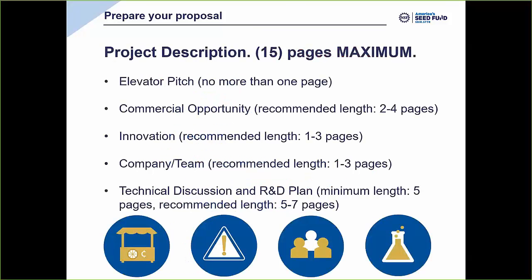So to give you an overview of what we're looking for, this is the 15 pages of your project description of typical elements, so the elevator pitch, commercial opportunity, innovation, company and team, and then technical discussion and R&D plan. So hopefully the information in this proposal is what you're building out already to focus on how to build out your business and the opportunity of the project. So this should be more core planning that you can leverage, rather than hopefully having to pull together additional work for a proposal to NSF.